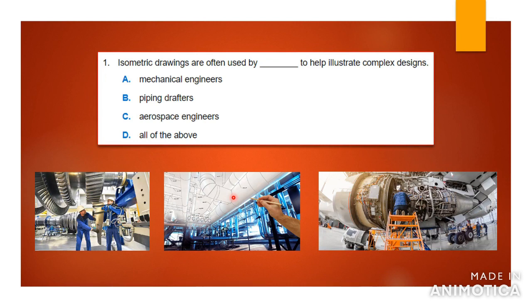Okay, so isometric drawings, which one would be using isometric drawings? And the answer would be all of the above. Okay, so isometric drawings are 3D drawings, and all of the drafters and engineers would use 3D drawings because it makes everything understandable and much easier.